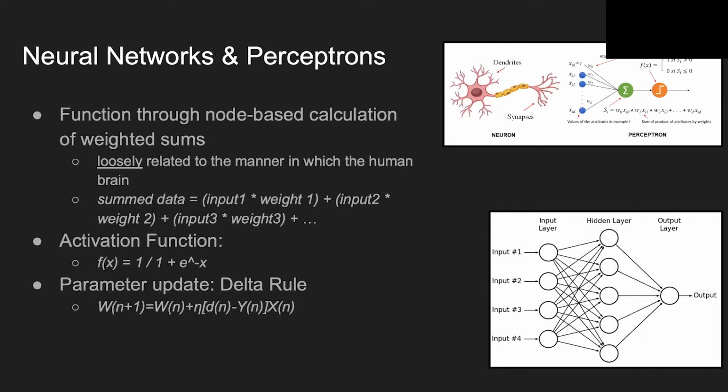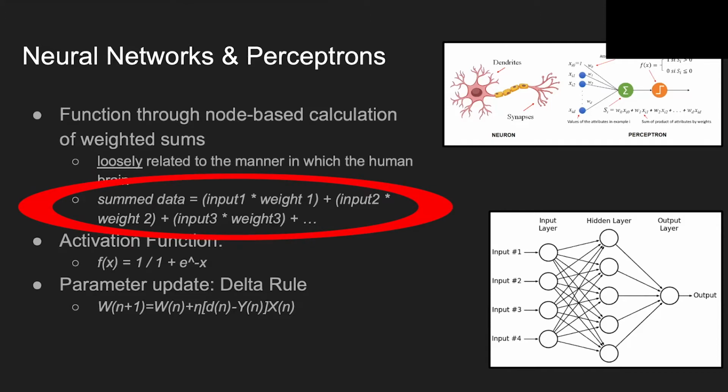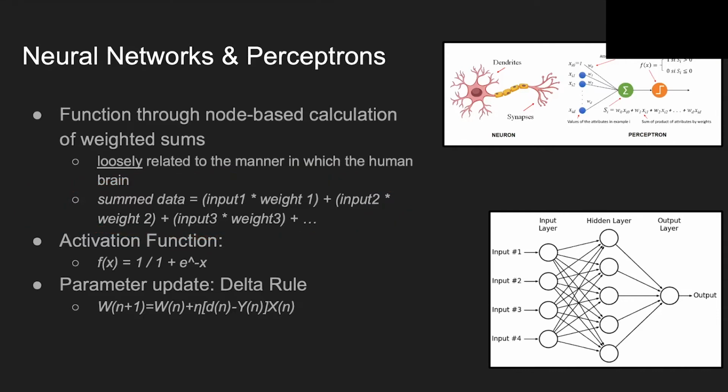The way that these work is they function through node-based calculation of weighted sums. This is loosely based on the way that the brain processes information, and we can think of this as expressed in this formula right here. Summed data equals any amount of inputs, which are multiplied by unique multiplicative coefficients. From here, the summed data goes into an activation function, essentially a compressor for the data that biases it to a unipolar 0 to 1 range.